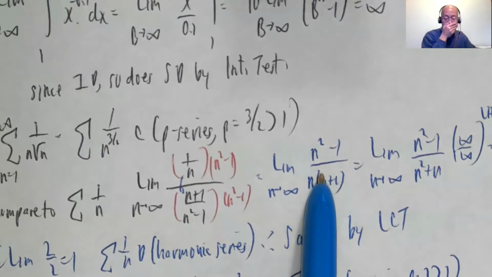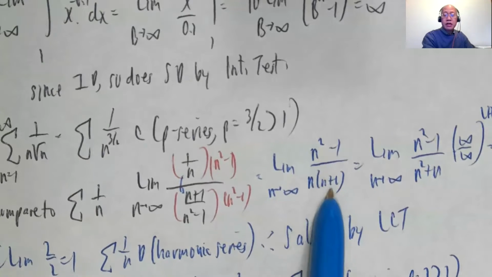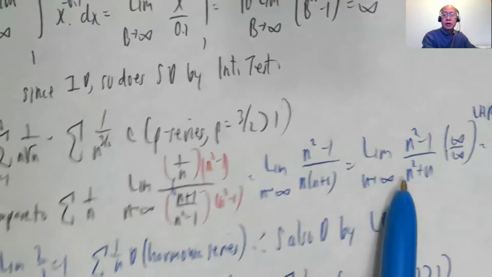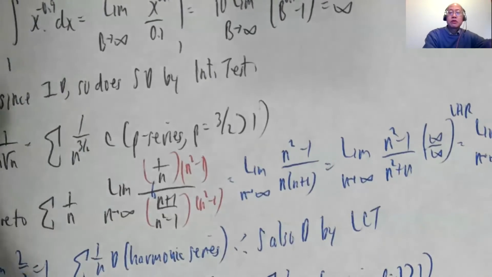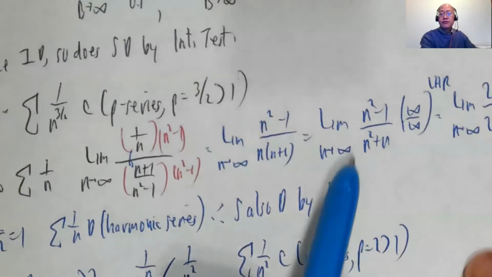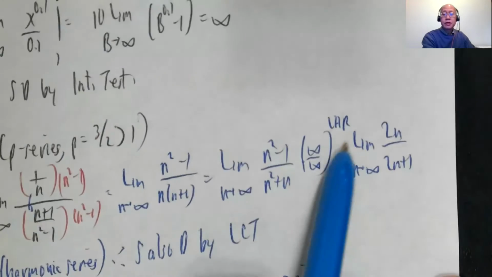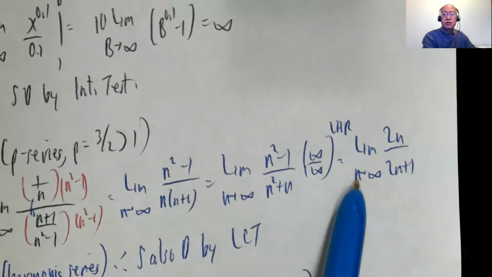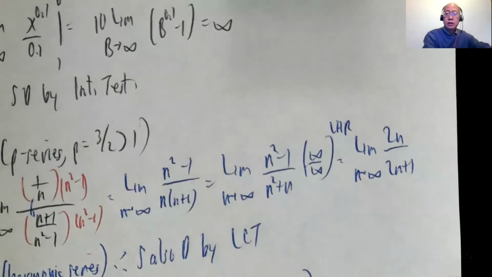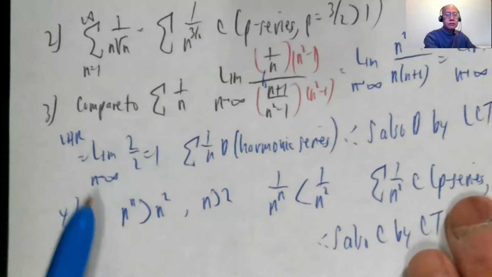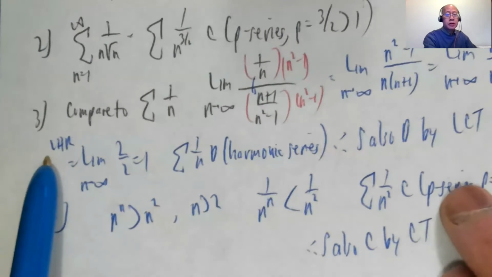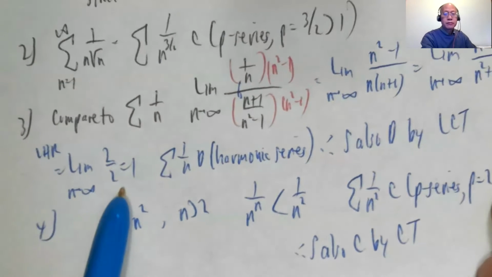So I have n squared minus 1 over n times n plus 1, which is n squared minus 1 over n squared plus n. This is infinity over infinity. Use L'Hopital's rule. Limit as n approaches infinity of 2n over 2n plus 1. L'Hopital's rule again, 2 over 2, which is 1.